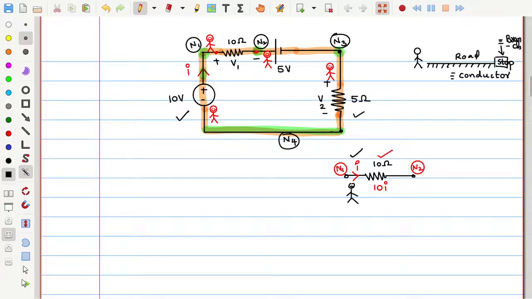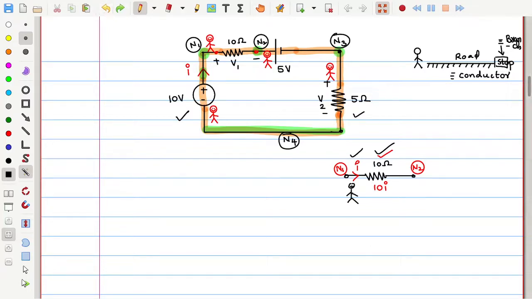If current is given and resistance is given, I can get this person's voltage. So then I can count this 10I directly instead of in some other way. But to count that, I need the voltage polarity, right? If polarity is not given, it is difficult for us, because we need to write plus or minus like that. So what do we need to do? How can I decide the polarity of this voltage 10I?